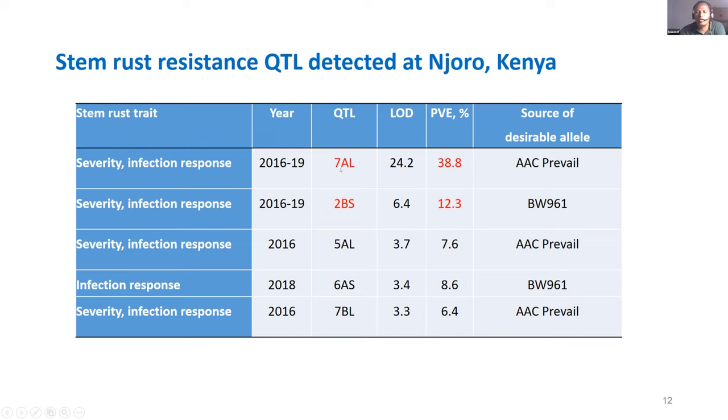This is one of the significant findings we found in this population. And the second one is on chromosome 2BS, which was contributed by the second parent, BW961. Looking at the other QTLs, they were detected only in single years, so they were not as important.